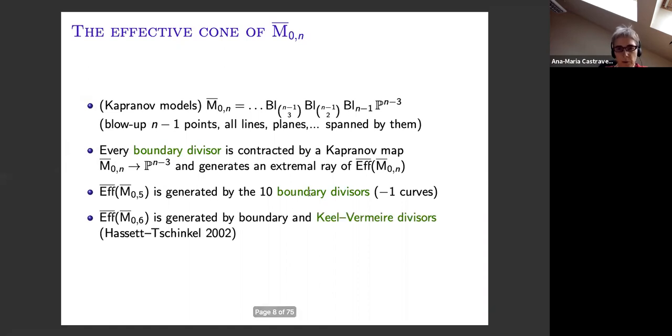And then when you look at n equals 6, you see already that the boundary is not enough to generate the cone. There is some other type of divisor, which was discovered by Keel and independently by Vermeire, that is not a boundary divisor. These are divisors that will intersect the interior of the space. And then Hassett and Tschinkel showed that if you throw these in, then these will generate the entire cone. So again, you have a rational polyhedral cone spanned by some geometric divisors.